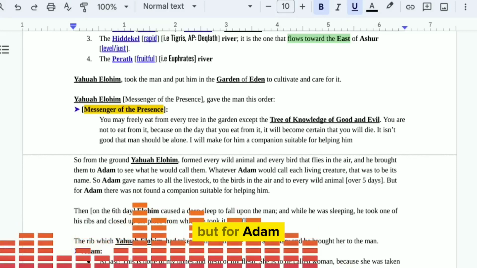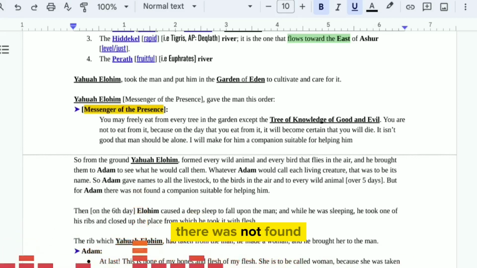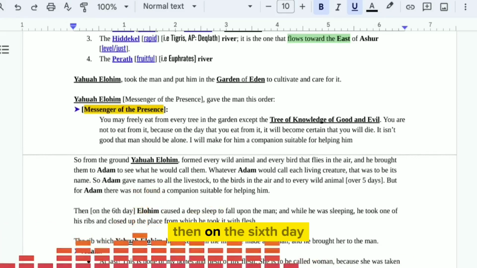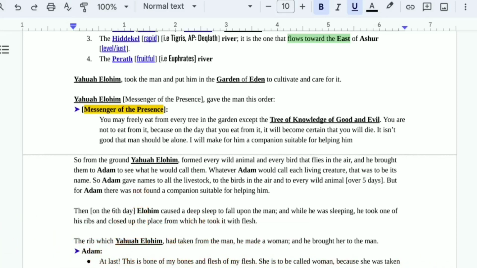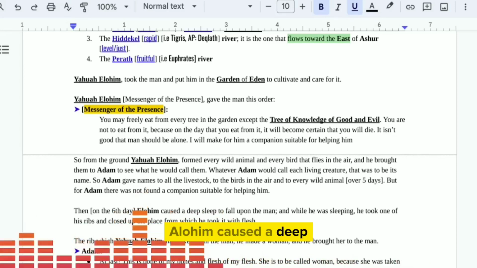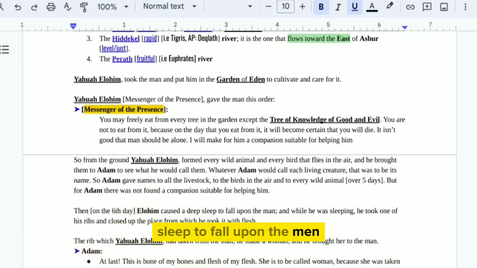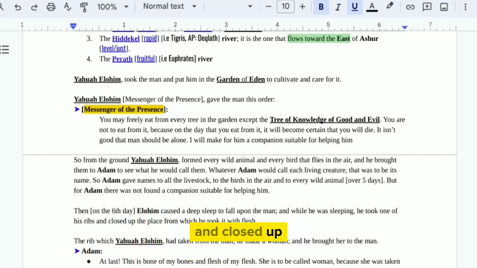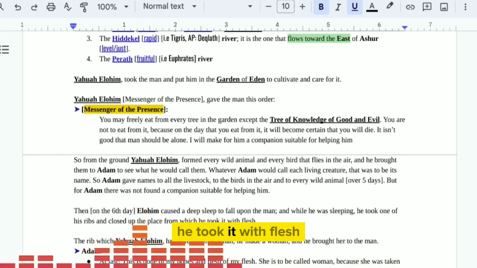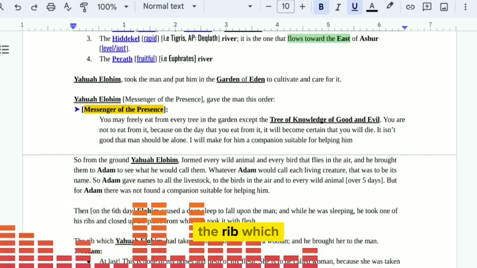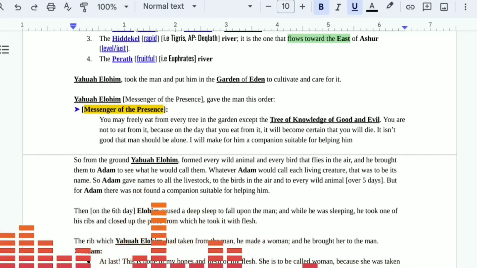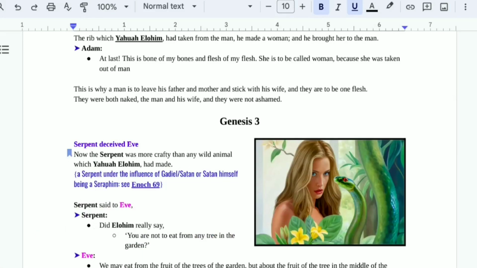But for Adam, there was not found a companion suitable for helping him. Then on the sixth day, Elohim caused a deep sleep to fall upon the man. While he was sleeping, he took one of his ribs and closed up the place from which he took it with flesh. The rib which Yahuwah Elohim had taken from the man, he made a woman, and he brought her to the man.